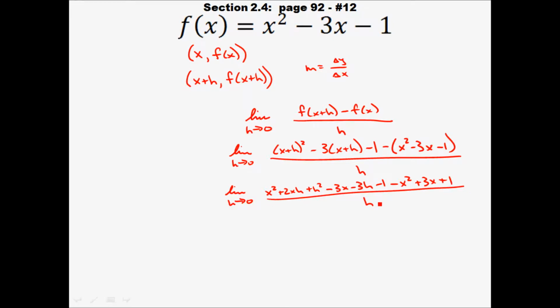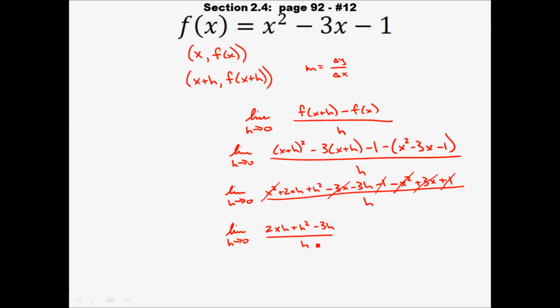All right, so the top looks really long and intimidating, but trust me, it cleans up a little bit. For example, positive x squared and negative x squared, canceling out. Negative 3x and positive 3x, canceling out. Negative 1, positive 1, canceling out. Isn't that nice? All right, so let's see what we got left here. Limit as h approaches 0, 2xh plus h squared minus 3h over h.